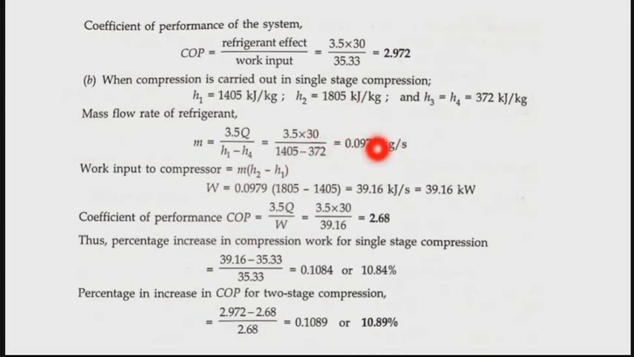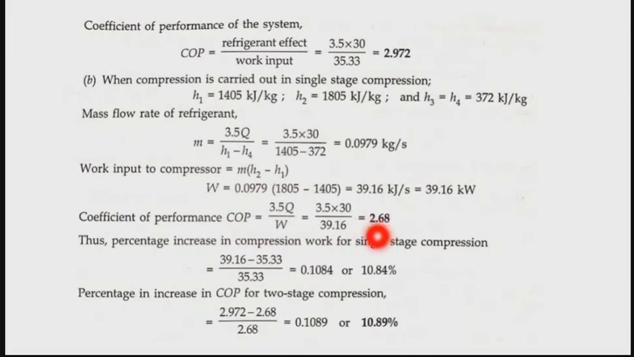That is the entire mass flow rate, because here it is a single stage compression. Now what is the work input? The work input for the single stage is the mass M, 0.0979, into (H2 minus H1). You will get a value of 39.19 kilowatt, and after substituting these values, you will get the coefficient of performance as 2.68.